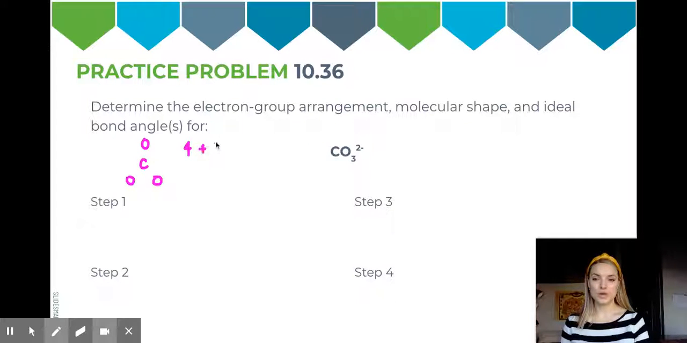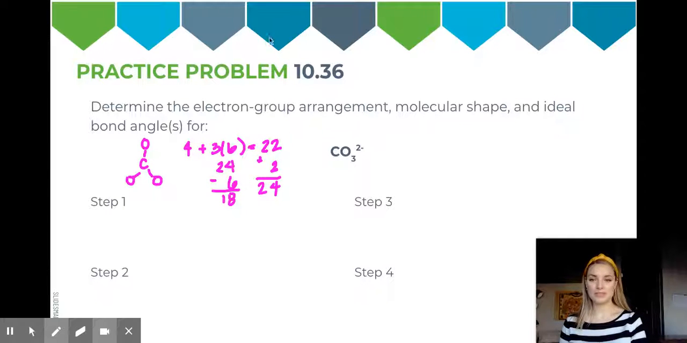Carbon has 4, oxygen has 6, giving me a total of 22. But because I have a negative charge, I'm going to add 2 more. I will have a total of 24 valence electrons. I can now place my single bonds from the surrounding atoms to the central atom. I'm going to adjust my valence electrons: 2, 4, 6. So 24 minus 6 is going to take me to 18.